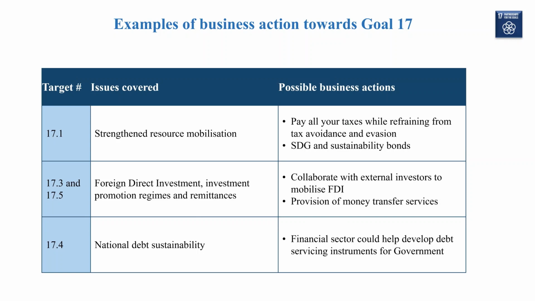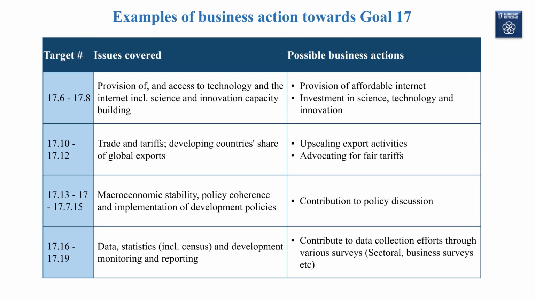FDI, collaborating with sourcing external investors, mobilizing FDI, money transfer services, that's coming up again in goal number 17. And the financial sector could also help government in terms of developing debt servicing instruments to service some of that debt. Technology, so provision of affordable internet. Yes, it's available, but is it affordable? But we also have quite a bit of a digital divide. It's not everybody within the country who can access the internet and who can access it in a way that is affordable. Investing in science and technology as well, in innovation, even mentoring and helping some of these young people who are coming up with a number of innovations in this space. Export activities, advocating for fair tariffs, we've spoken about, the policy discussion.